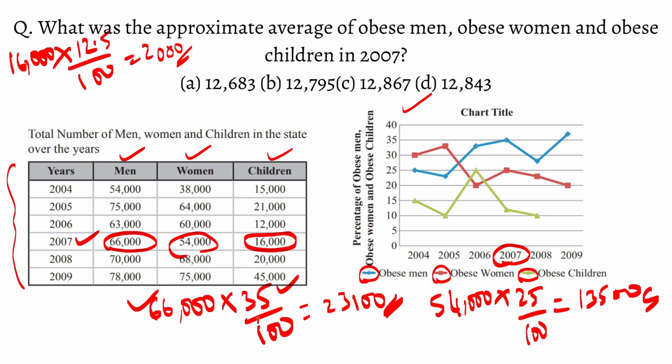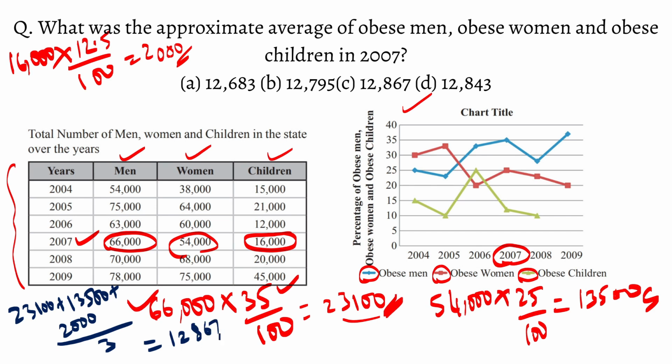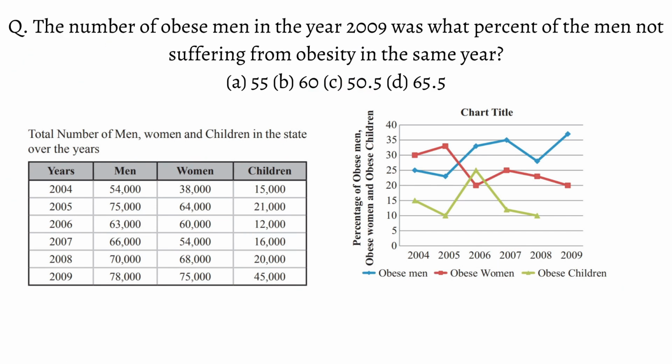So we know the total obese men, obese women and obese children. Now we are asked to find the average of that. So let me write it here: total obese men are 23,100, plus obese women 13,500, plus children who are obese 2000, divided by 3. So this will be equal to 12,867 approximately. So option C is the correct answer. Let's move on to the next question.